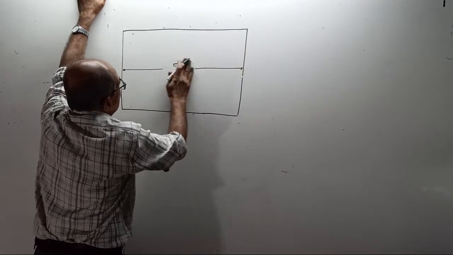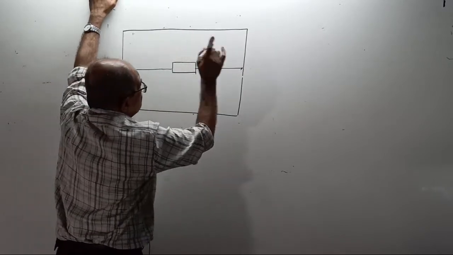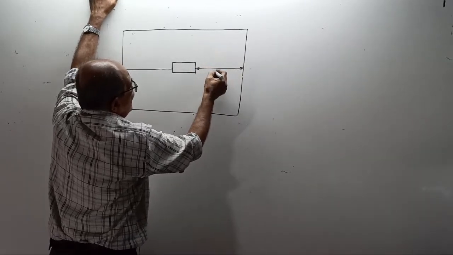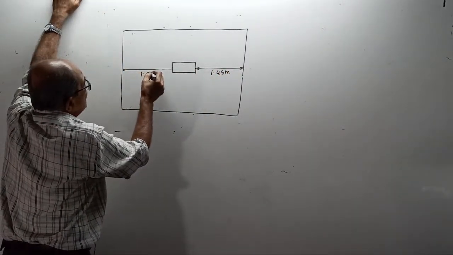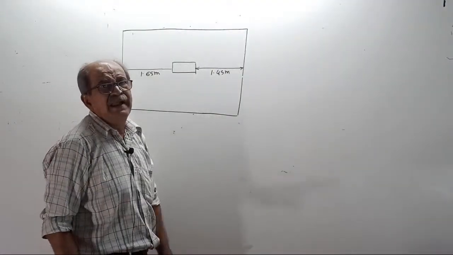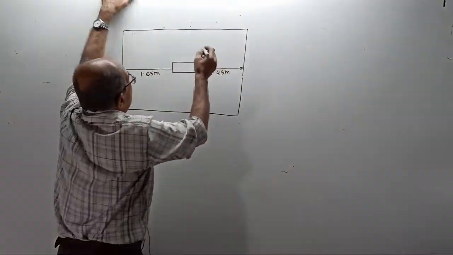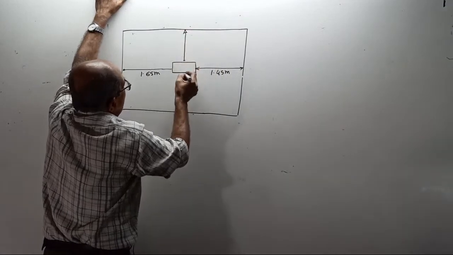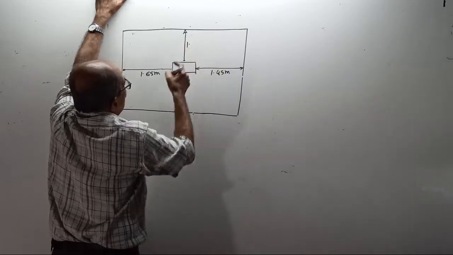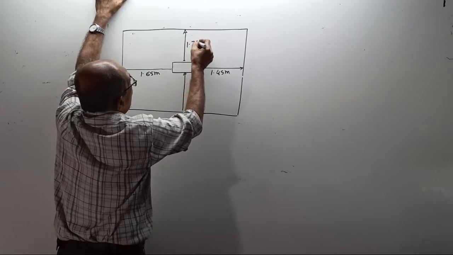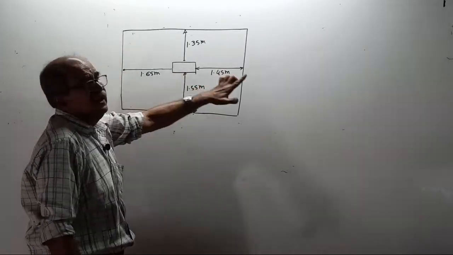Okay. This is the column. Now, just imagine this projection is 1.45 meter. This projection is 1.65 meter. You write. Let the length L1, I am not giving. Why? I don't require it. And imagine these projections are not equal. This projection is 1.35 meter, and this projection is 1.55 meter. Okay. Imagine this is the arrangement.